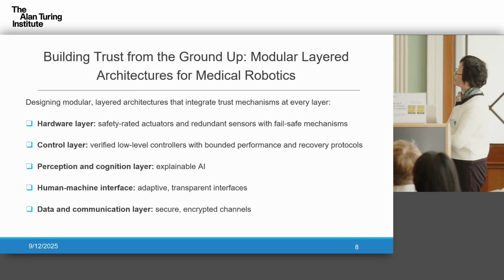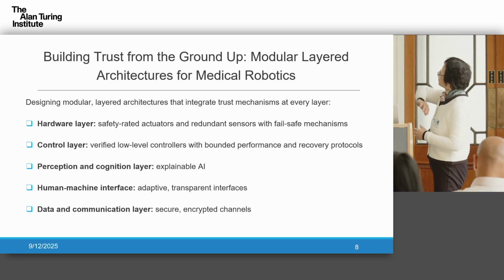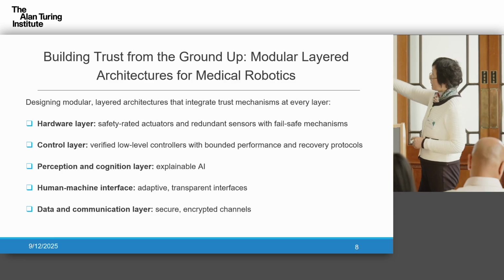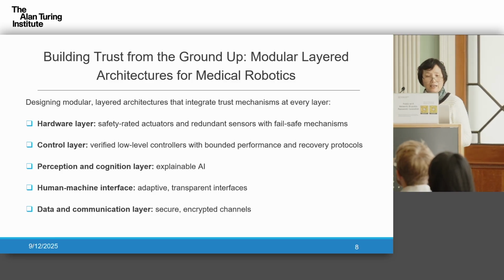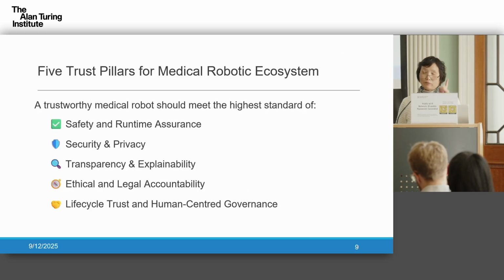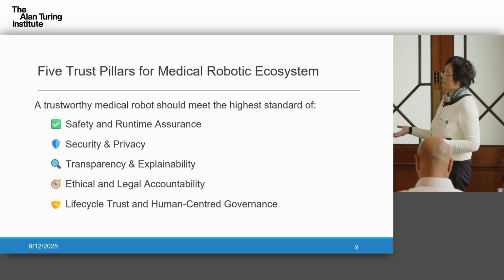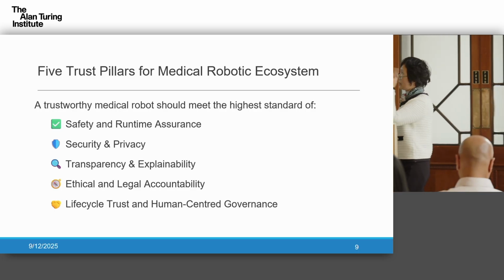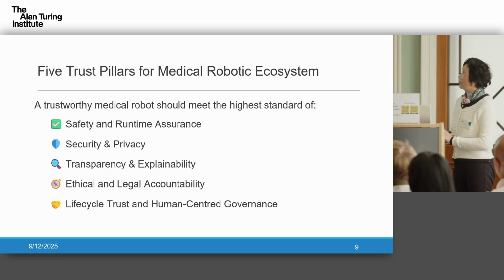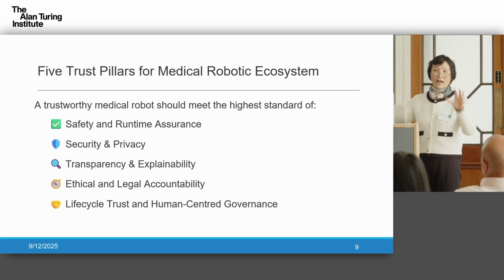And also we have derived a modular layered architecture for the medical domain. Because of the time limit, I don't want to say too much. We just think about each layer, and need to consider all the strategies for how to keep this trustworthy. Here I just mention five trust pillars for the medical robotics ecosystem. The first, which I already mentioned, is safety and runtime assurance. This is particular in each layer, especially the hardware system.